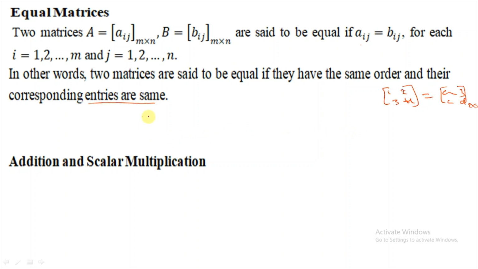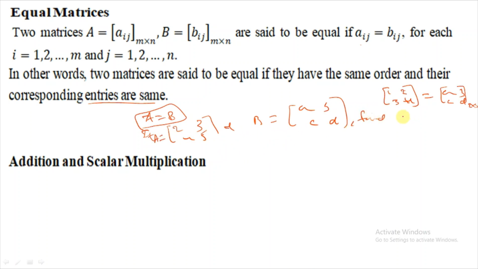Okay, this one. Suppose A equal to B. If A equals 2, 3, 4, 5 and B equals a, b, c, d, find the a, b, c, d values, given that A equal to B. When A equal to B, it means you can find that both are the same, with the same elements.